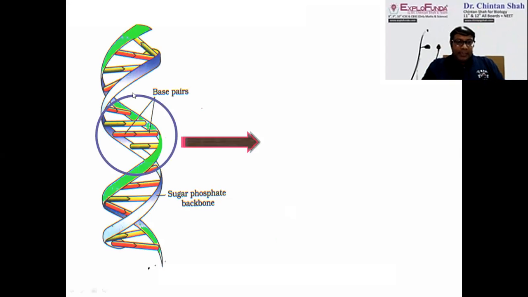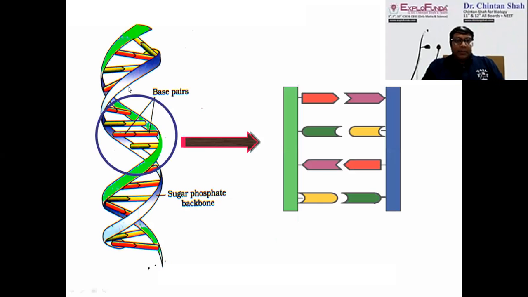Yes or no? So here you can see this is known as one pitch. The pitch is starting from here to here. Again, let me take from here to here. So this is known as what? This is known as one pitch, and that is 34 angstrom.